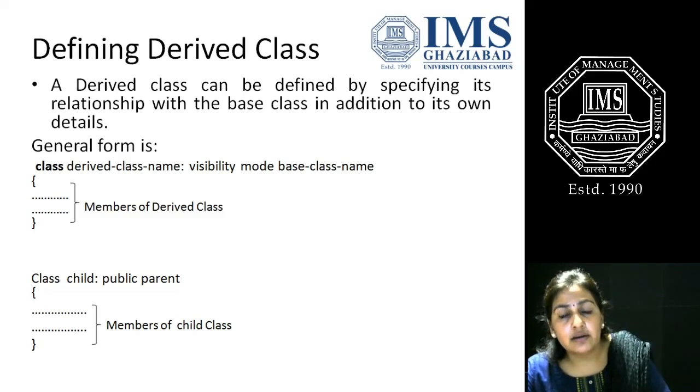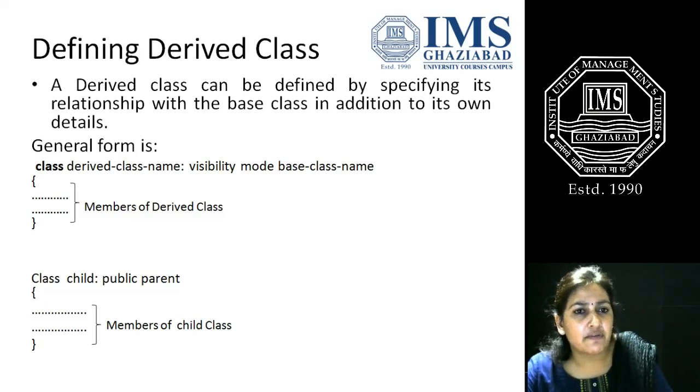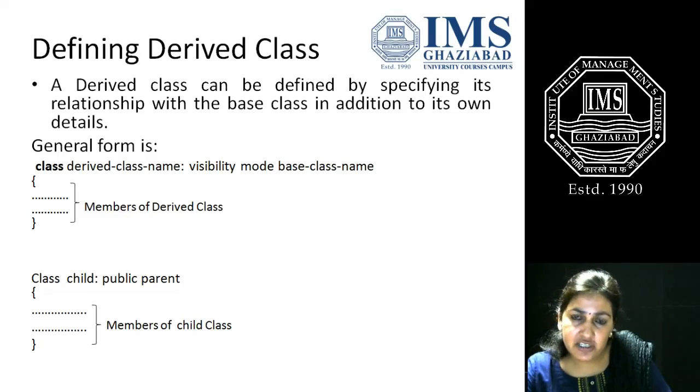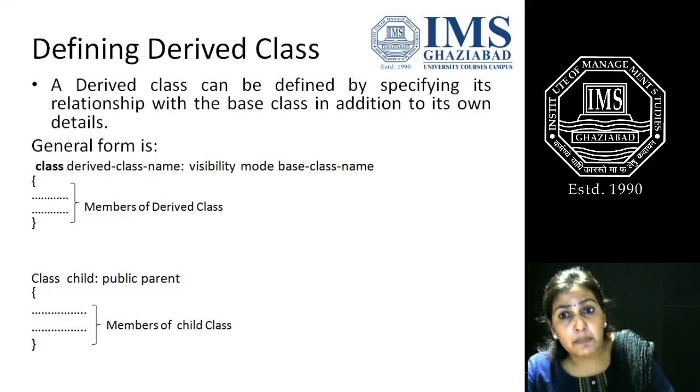Visibility mode here specifies how the features of the base class are visible to the derived class members. Along with this, we can also define some of the features of the derived class in the body of that class. For example, we have shown here members of the derived class. Visibility mode can be private, protected, and public. Depending upon the visibility mode, the members of the base class will appear in the derived class. Visibility mode is optional. By default, it's private.